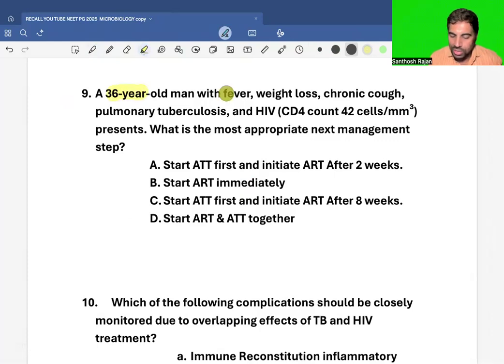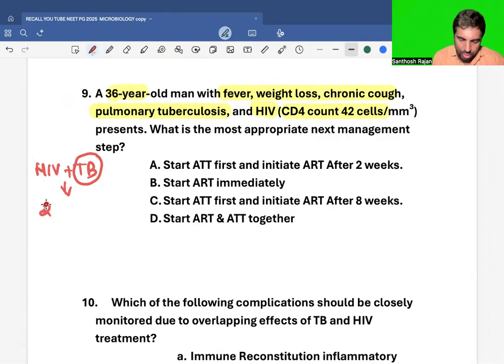You see the question basically: a 36-year-old man has fever, weight loss, chronic cough, pulmonary tuberculosis, and he is HIV positive. CD4 is 42 cells, something like that was given. So he has HIV plus TB. We said many times, when a patient has HIV plus TB, you always treat the TB first. You start the ATT first, and after 2 weeks you will start the ART. This is the clue.